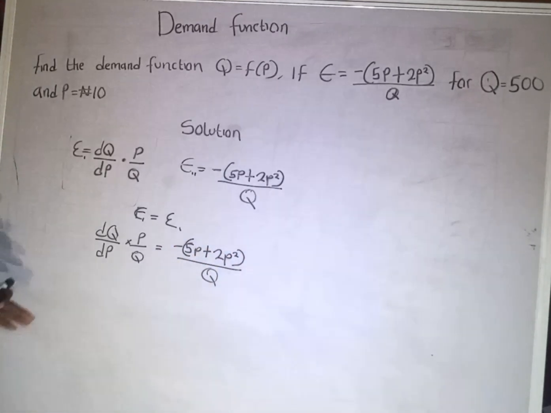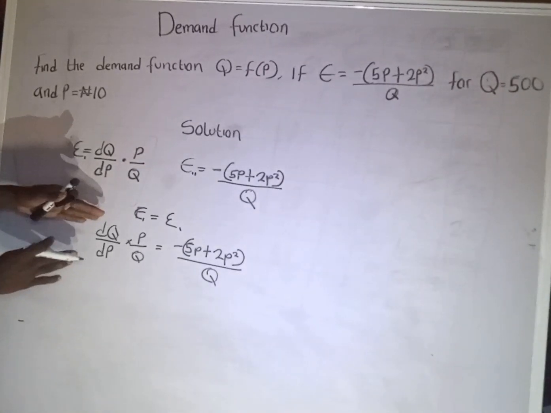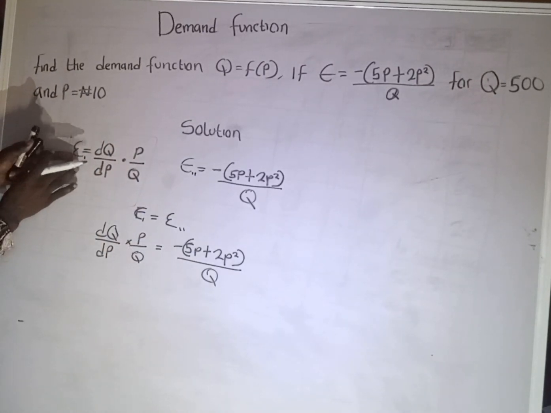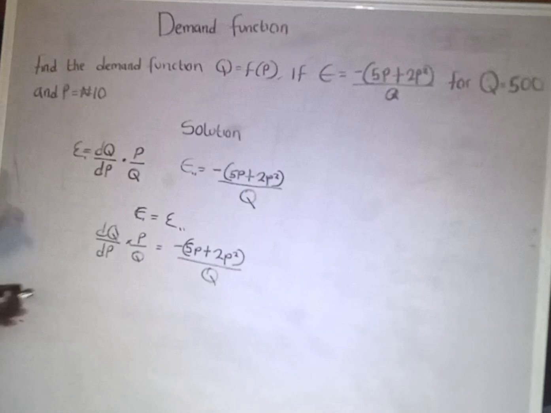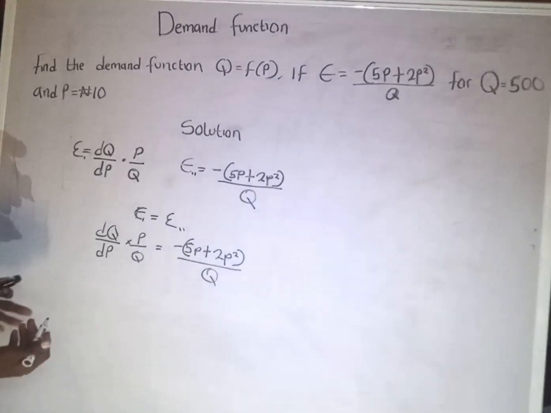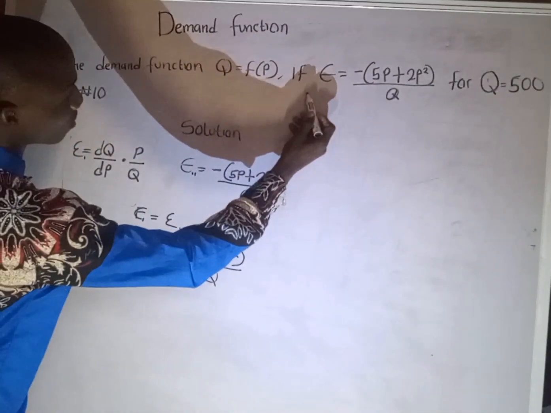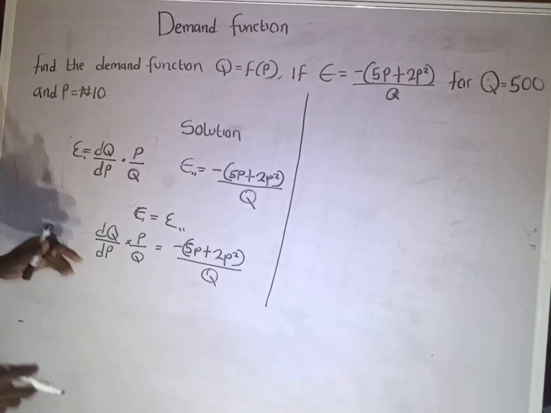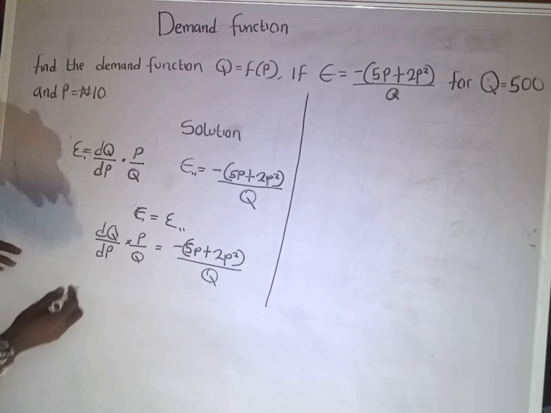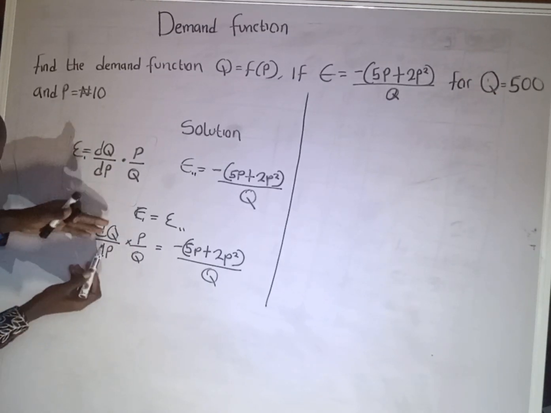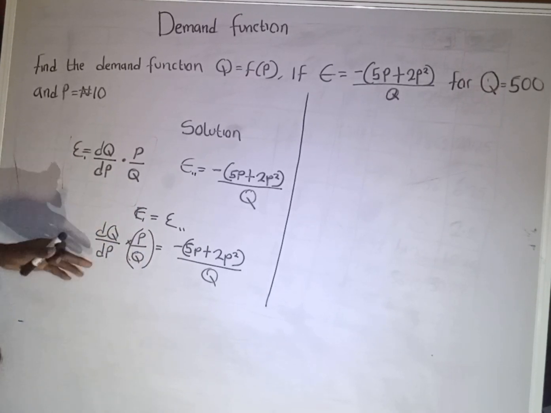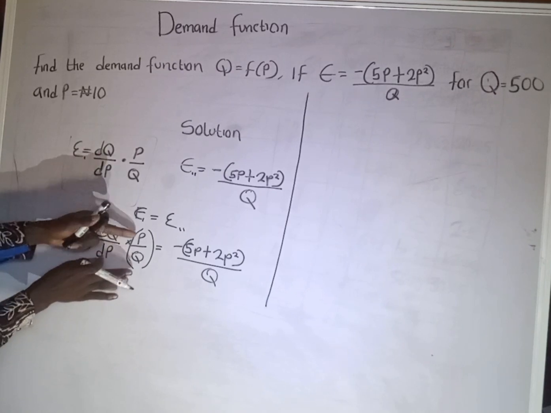I've not done anything yet. I only equated this elasticity and this elasticity. Now, in order to solve for my q, first I have to make dq over dp the subject of the relation. Let me use something here so that you will not be confused. To make dq over dp the subject, I'm going to divide both sides by p over q. Since this is a multiplication sign, I'm going to divide both sides of the equation by p over q.